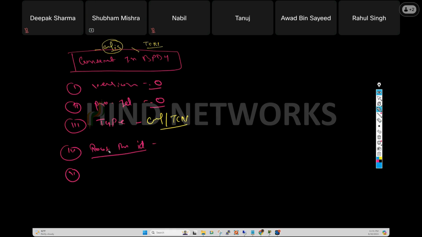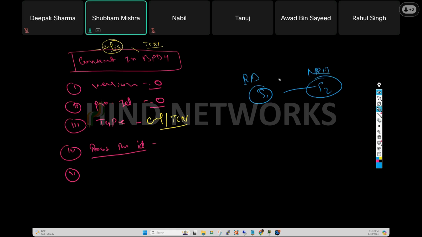I hope you understand the root bridge ID now. Root bridge ID means the bridge ID of the root bridge. Once the election happens, for example, this one becomes the root bridge and this one is the non-root bridge. Now it sends the BPDU, and it also sends the BPDU. So in this BPDU, what is the root bridge ID? 32768 plus 0A, because switch number 1 is the root bridge.